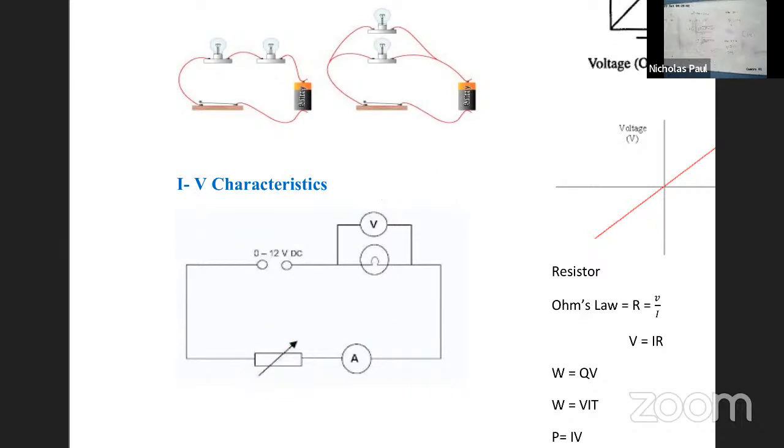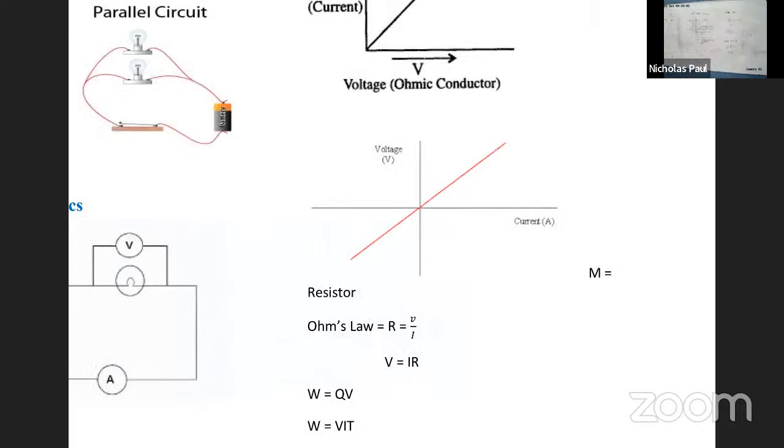Question. What's the gradient of a voltage versus current graph? What is the gradient of that graph? Resistance, right? Always remember, gradient is the quantity on the y divided by the quantity on the x. So what is V over I? R. So if you plot a graph, you know how to get resistance.